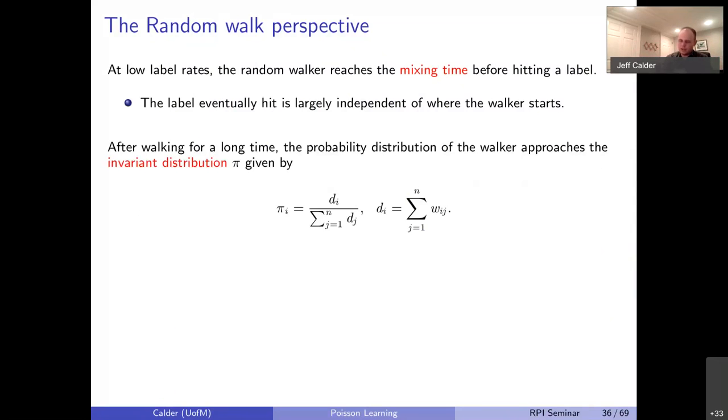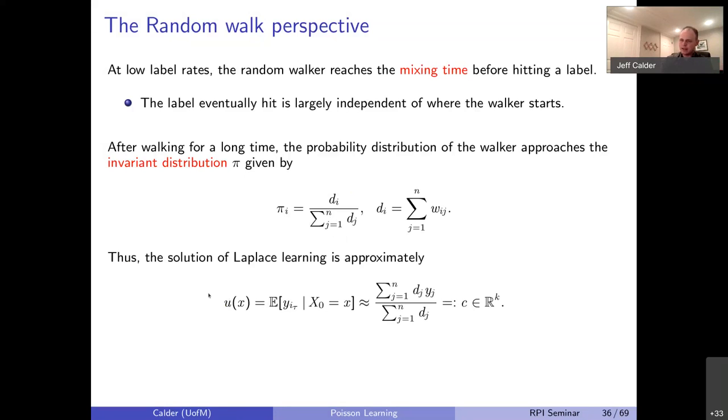So we know that if you let the random walker walk around for a long time, the distribution for the walker approaches the invariant distribution for the Markov chain defined by the random walk. And in this case, that invariant distribution is just the degrees of the graph, normalized to be a probability distribution. So this is the probability that I find the random walker at node i after it's walked for a long time.